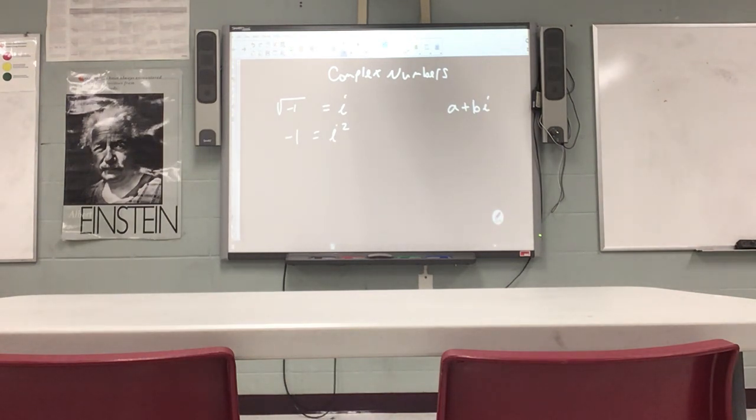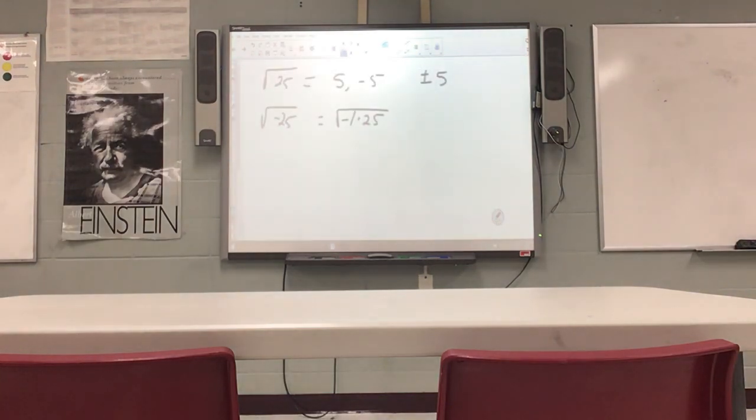So, talked about our wiffle ball game that we had yesterday. Square root of negative 1, I'm gonna bring an i out to play in the game. Square root of 25, I'm gonna bring a 5 out to play in the game. Put your plus minus sign, there you go.